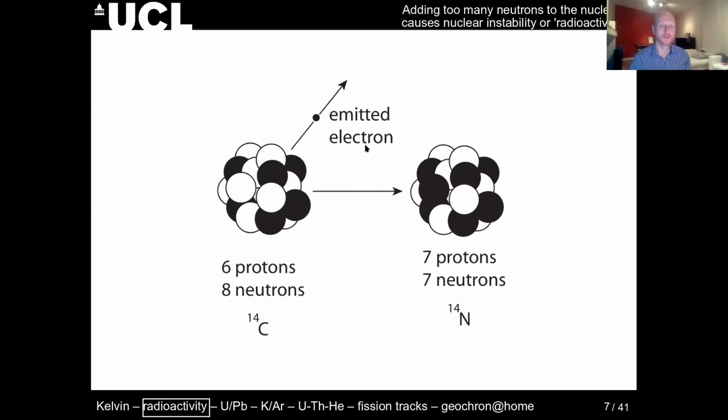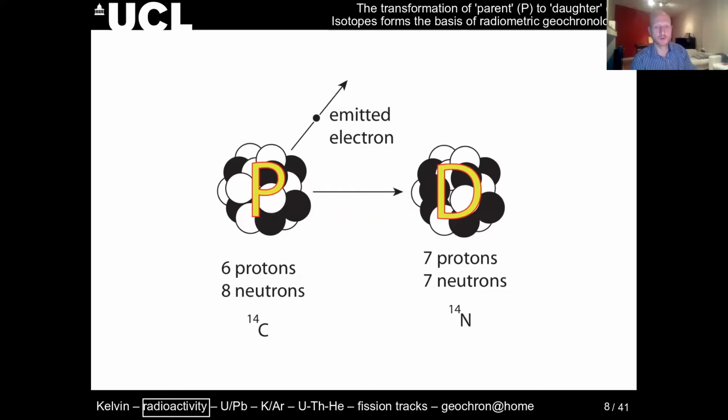In order to maintain charge, we must emit a negative charge, which comes in the form of an electron, which in the context of radioactivity is also called a beta ray. So this ray that is emitted by the carbon-14 atom is what gives radioactivity its name. And that can be detected with instruments such as a Geiger counter that I will talk about in a minute. So in the context of geochronology, the carbon-14 is called the radioactive parent, and the nitrogen-14 is called the radiogenic daughter. And this transformation of radioactive parents to radiogenic daughters forms the basis of geological clocks.